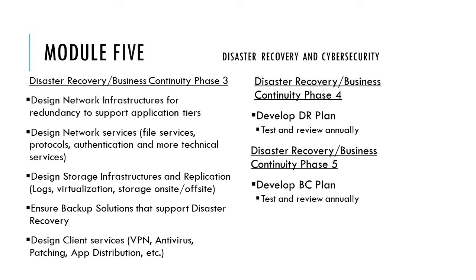Phase 3, we have to design the infrastructures for redundancy to support those application tiers we just talked about: network services, the file services, protocols, authentication, and more technical services. Design storage for the logs of virtualization, what things we're going to store on-site versus off-site, whether we're going to use the cloud, and ensure that our current systems support disaster recovery, and if they don't, what do we need to do? Client services, the VPN, antivirus, patching, app distribution. Those are all things that will help with some of the softer disaster recovery in the event of cyber attacks or what have you.